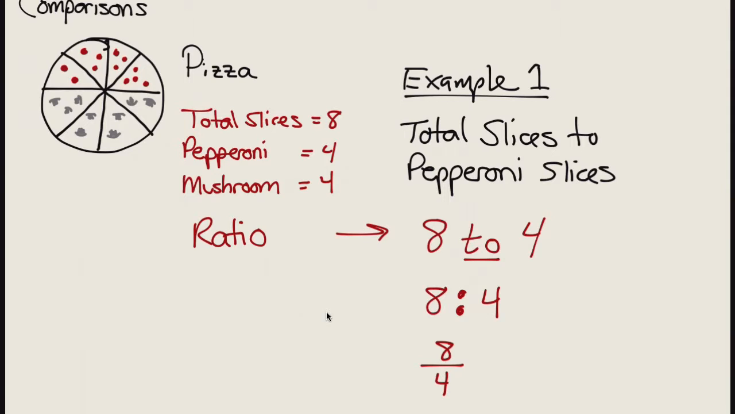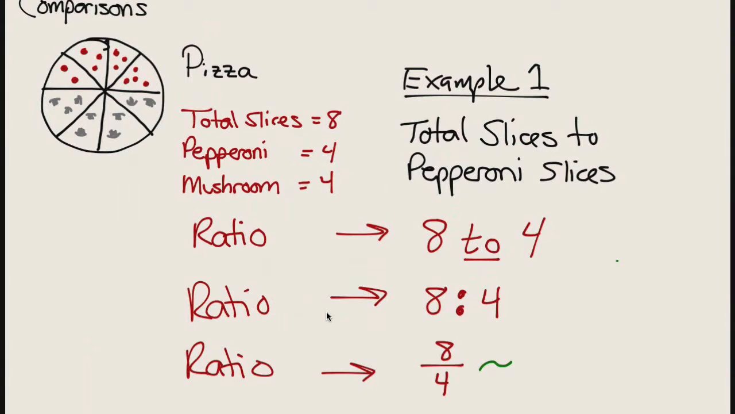All right. Now, as written, ladies and gentlemen, these are ratios. Okay? We don't want to think about them necessarily in terms of just fractions or as a statement or whatever. It's 8 to 4, 8 colon 4, 8 over 4. Okay? This is how we would represent total slices to pepperoni slices. Now, when you write it in terms of 8 over 4, can that be simplified? It can. How can I simplify it?